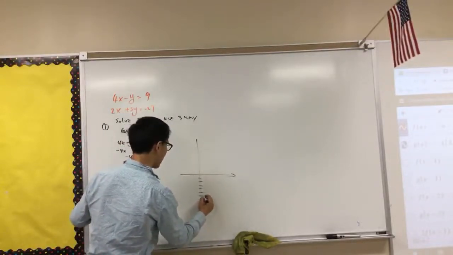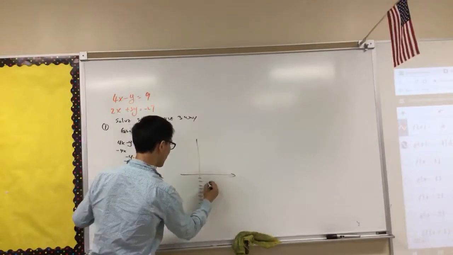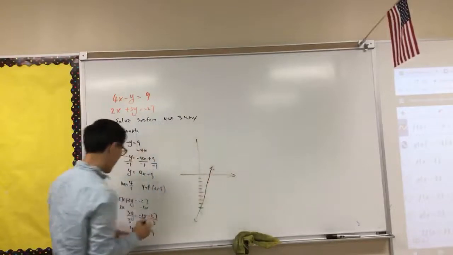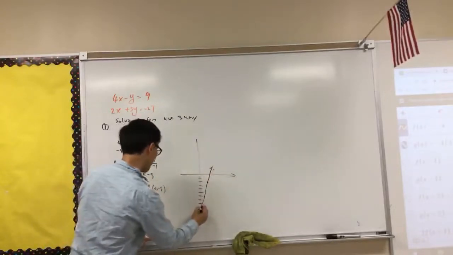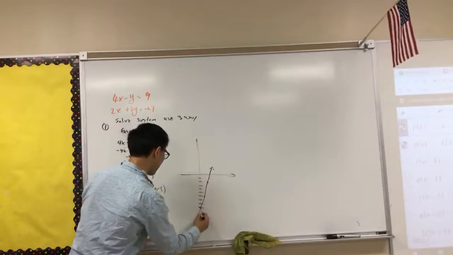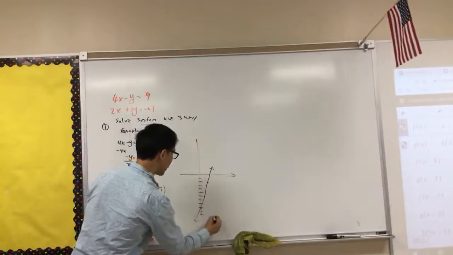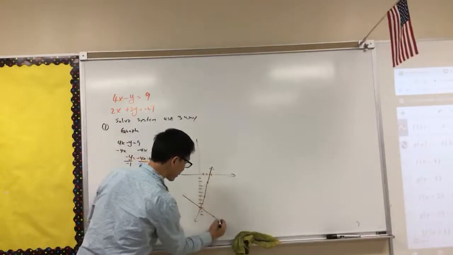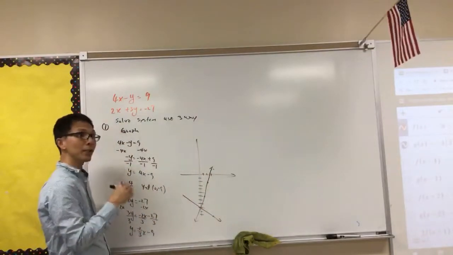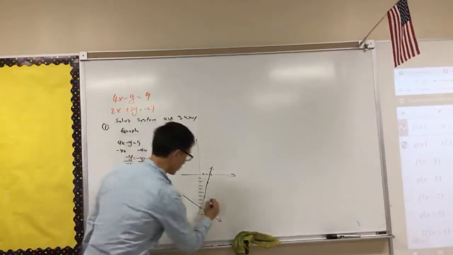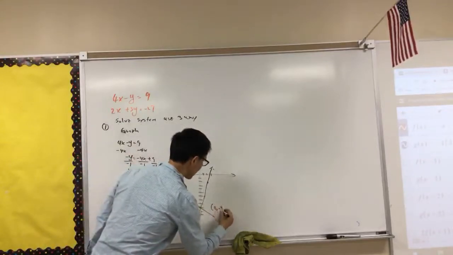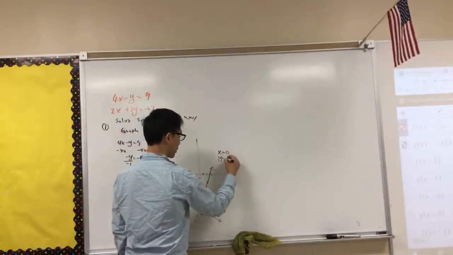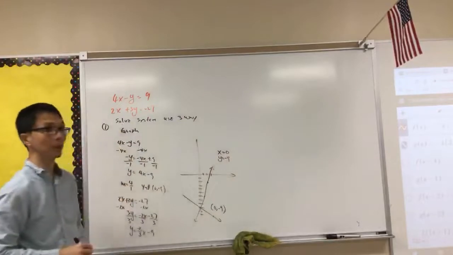And then go up 4, right 1. Up 4, right 1. So it's going to be a graph like this. And then here it's going to be -9, but it's going to go down 2 and right 3. So 1, 2, 3. So the graph's going to be like this. But you see, the intersection is the answer. Because the intersection coordinate is 0, -9, that means my answer is x equal to 0, y equal to -9 for this system of equations.